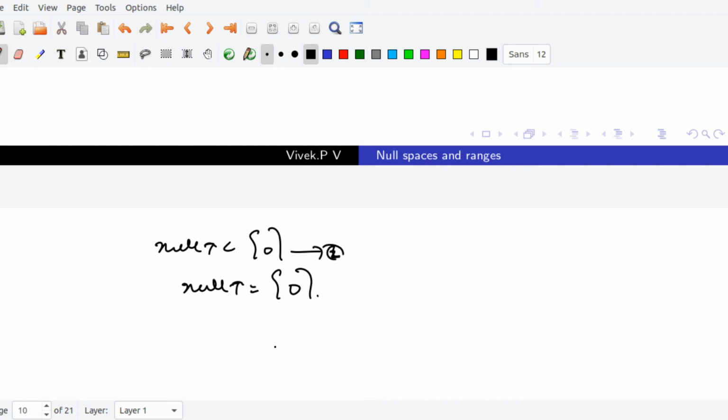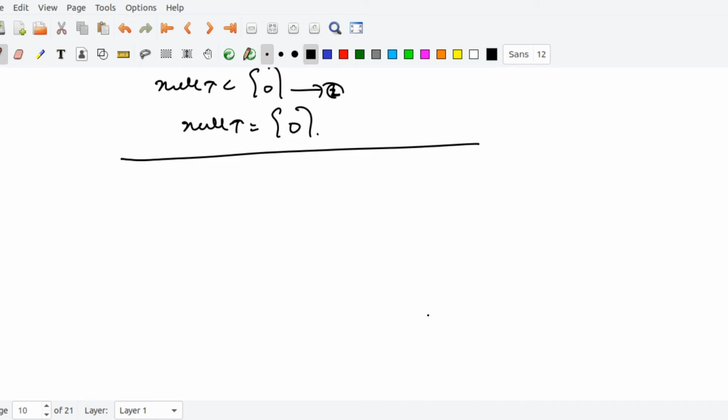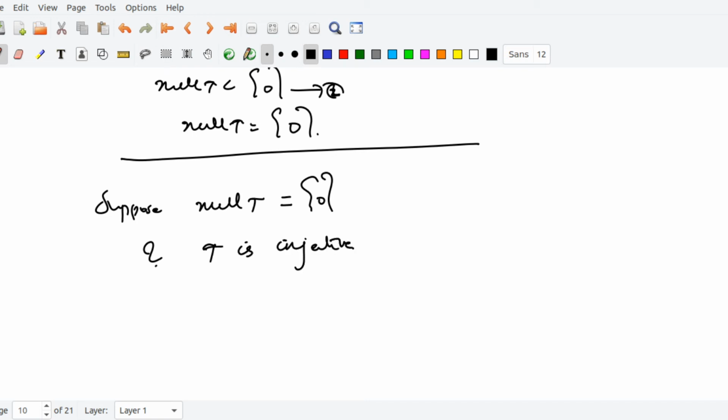So we proved the first part, meaning the first half is over. We showed that whenever T is injective, the null space of T equals {0}. We have to prove the converse part. The converse part means whenever the null space of T equals {0}, T is injective. Okay. So suppose the null space of T equals {0}. We have to prove that T is injective.